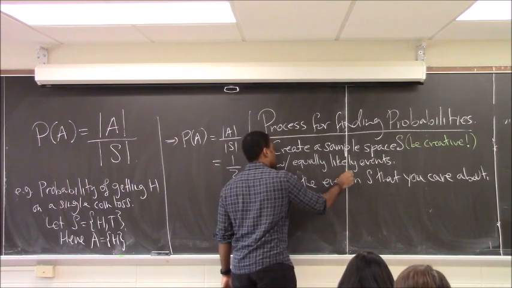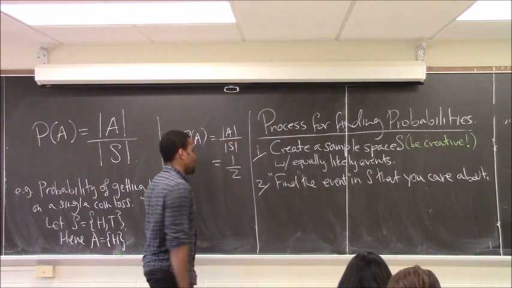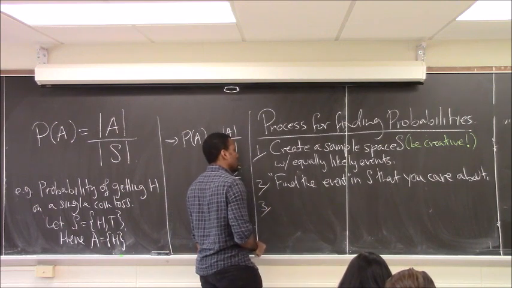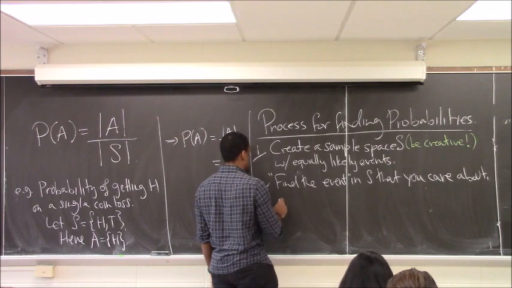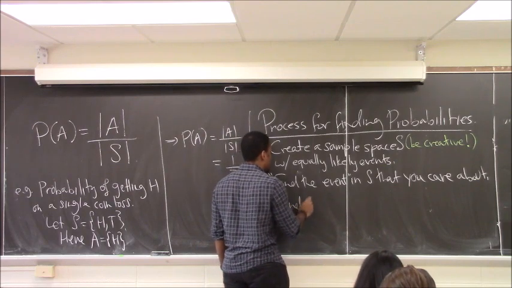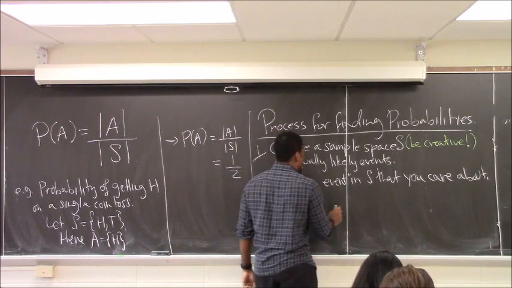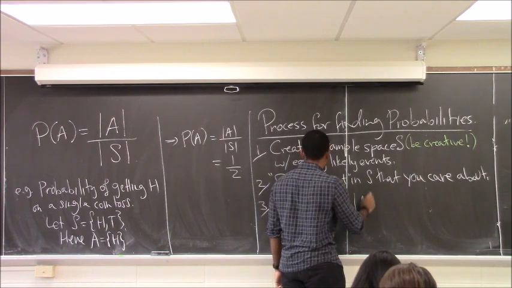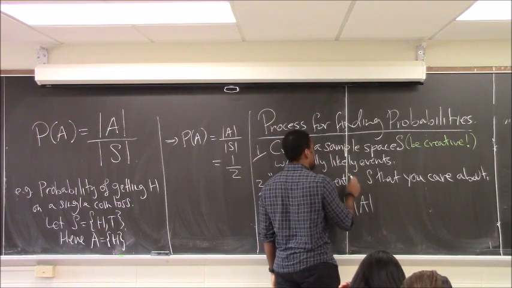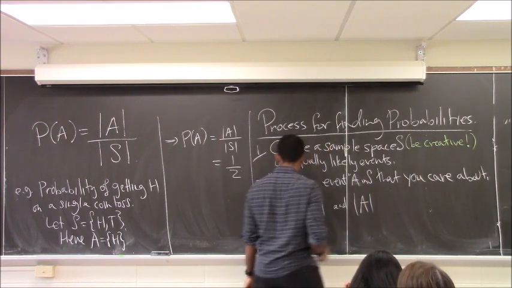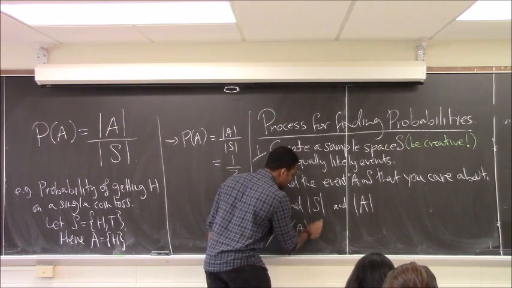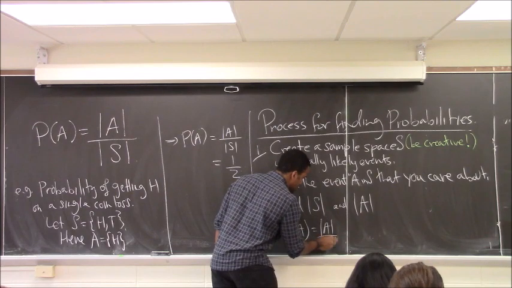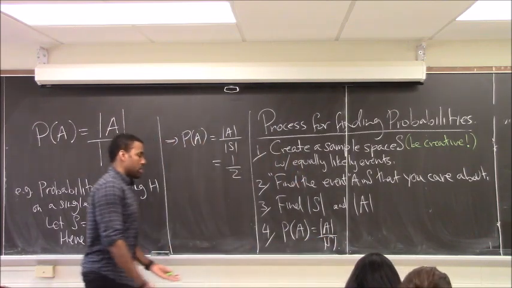Maybe you have to find the event. What we want to do basically is, even if you don't find the event, at least find the size of it. You're going to find the size of S and the size of A. Find the event A in S. The probability of A is going to be the magnitude of A divided by the magnitude of S. So that's the basic process.